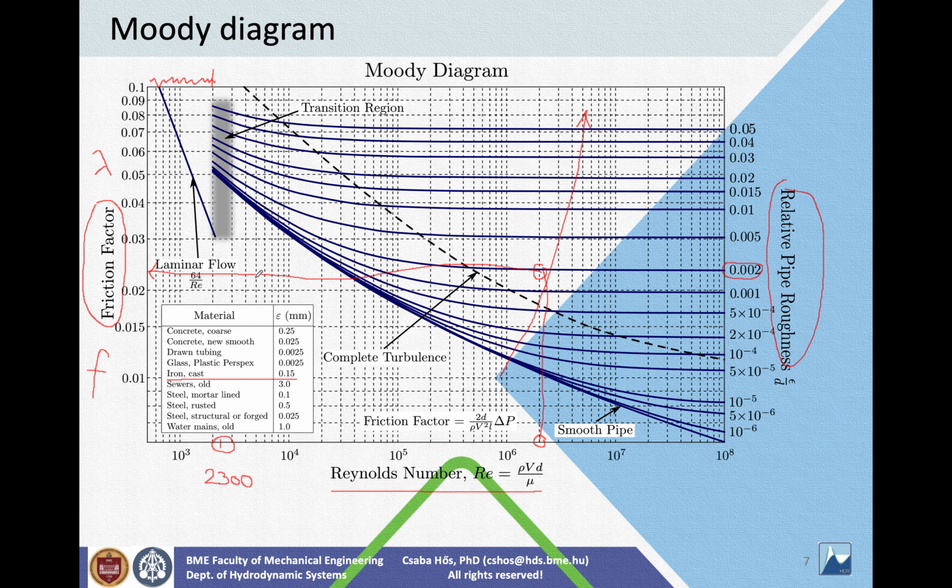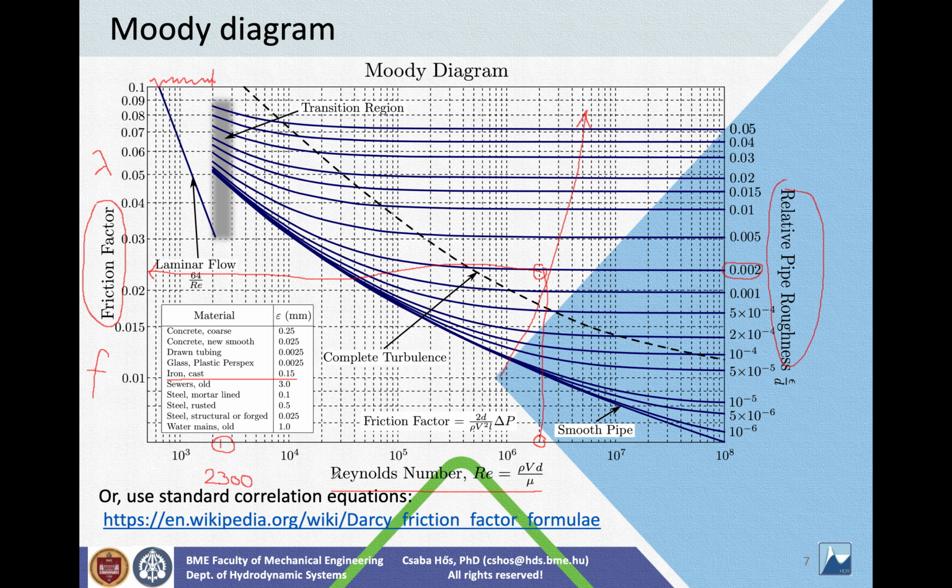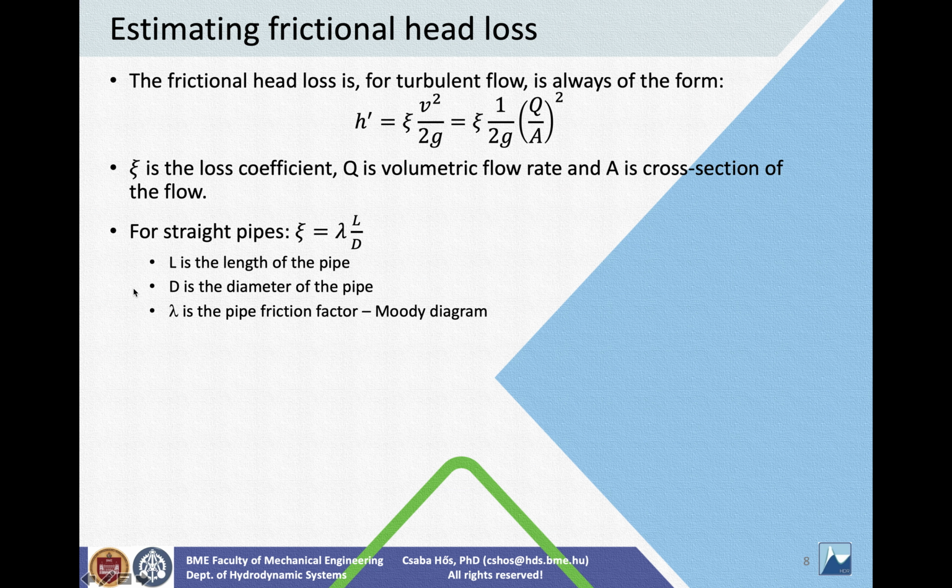Okay, so this is how you use the Moody diagram. There are also standard correlation equations, which, for example, you can find on this Wikipedia page. This whole Moody diagram is about getting the friction factor, once again, to compute the head loss of straight pipes. Lambda comes from the Moody diagram, then you compute zeta, you plug it into this equation, and then you get the head loss in meters.